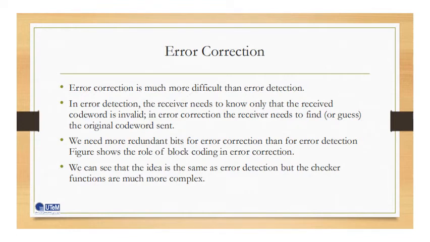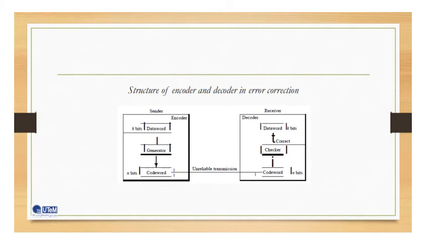Error correction is more difficult, as I mentioned before, than error detection. In error detection, the receiver needs to know only that the received code word is invalid. In error correction, the receiver needs to find or guess the original code word sent. We need more redundant bits for error correction than for error detection. So here we have a checker at the receiver side to identify whether the received code word is valid or invalid.